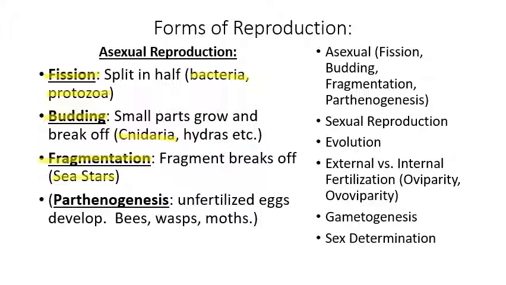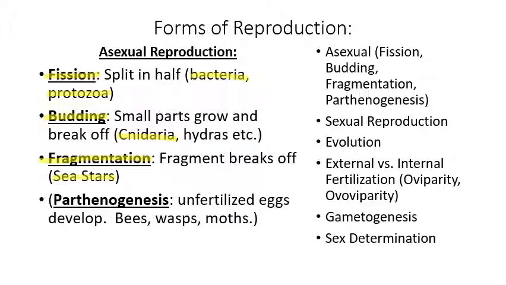So they do reproduce through fragmentation, where basically one of the arms breaks off of a sea star, and then that arm will develop. The sea star that it broke off of will grow a new arm, and the arm that broke off will turn into a fully grown sea star. So that's called fragmentation, because you broke a fragment off of the adult organism.